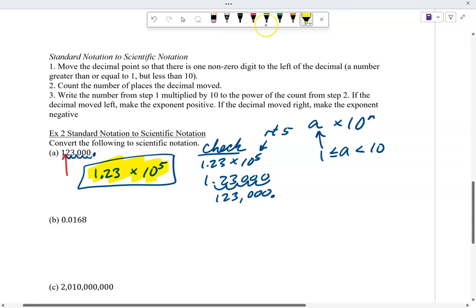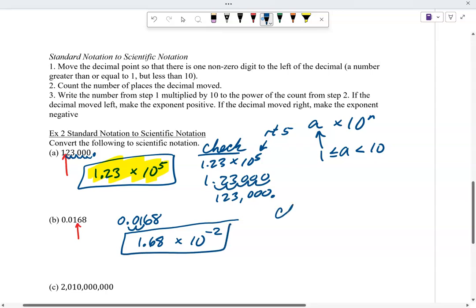On this next one, where are we going to put the decimal? Right now it's 0.0168. I don't want to put it right there. I'd have 168. I don't want to put it right there. That'd be 16.8. Remember, we want the number to be less than 10 but greater than 1. So I want it right there between the 1 and the 6. So I want to move that to the right 2. So 1.68 times 10 to the negative 2.